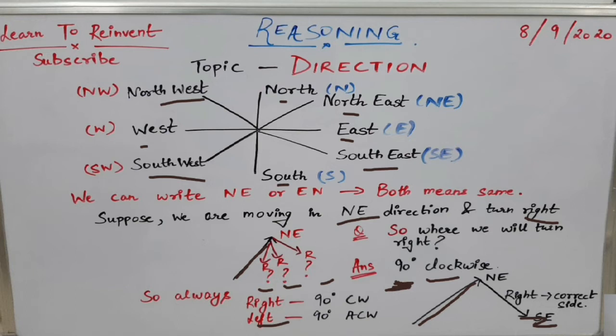Suppose a person is standing facing the north direction, so the east side would be the right side and the west side would be the left side. And suppose the person is facing the south direction, so the east side would be the left side and the west side would be the right side. That is just the opposite of north.